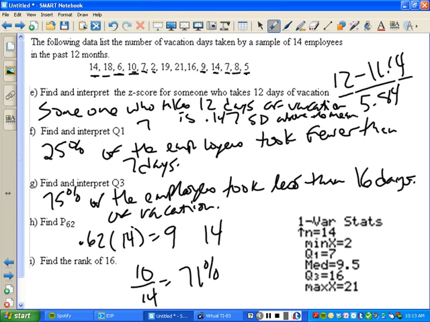Notice how when I interpreted every time, what did we go back to? The number of days of vacation people took. That's the major thing you want to focus on. Now the test will probably not ask you for the number of days of vacation. It'll ask you for something else. Interpret back to whatever I ask you for. Yes? The one before that, the P62, how do you interpret that? 62% of the employees took less than 9 days of vacation. Less than 9 days? 9 days.